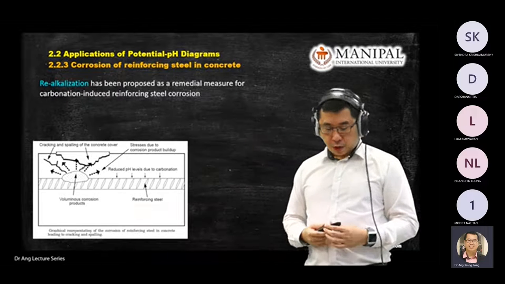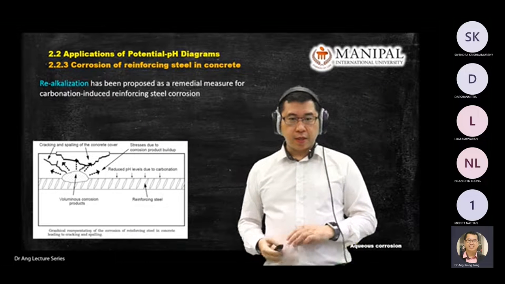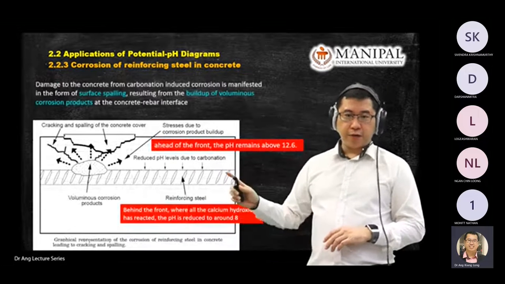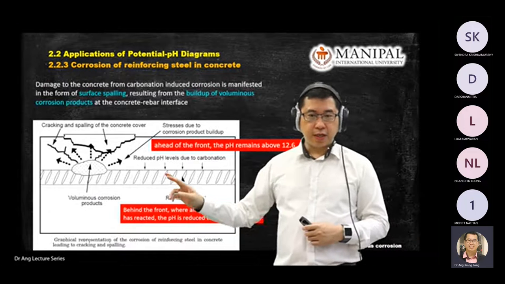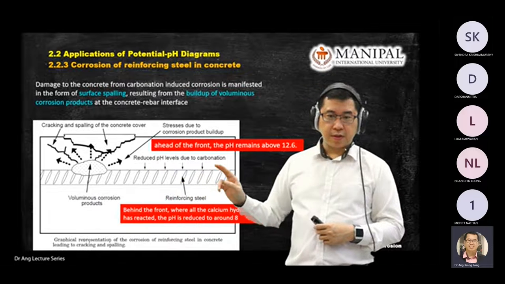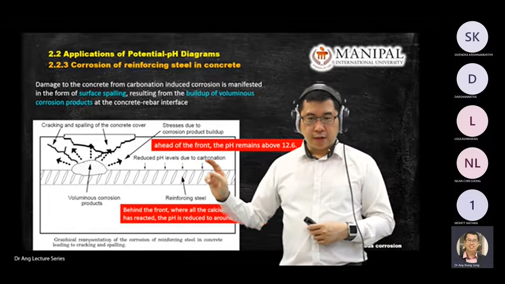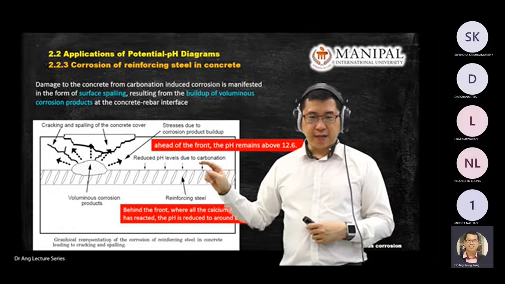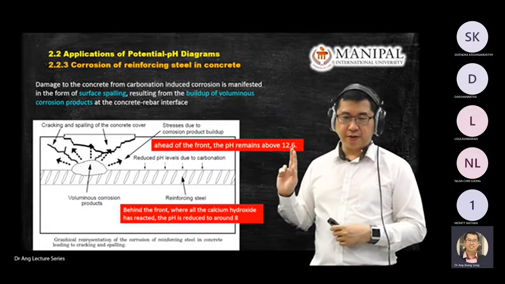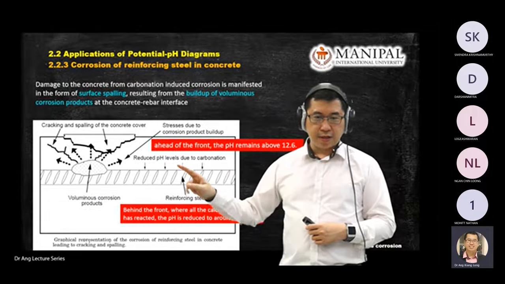Okay, this is more on the solution. You know that for reinforced steel, initially you start with the alkali pH on the contact area, on the inside of the cement. Your pH is near to alkali or alkali solution.